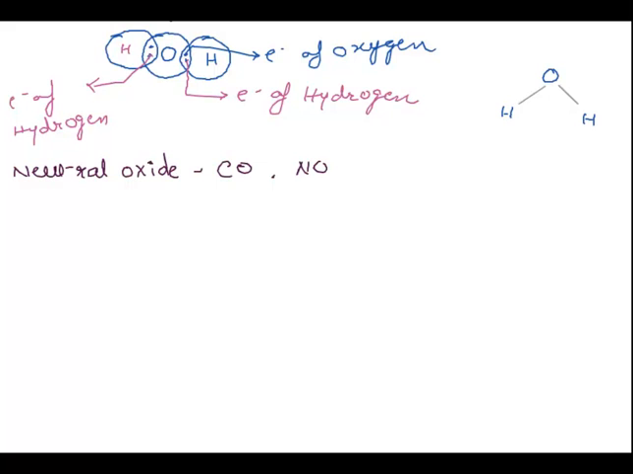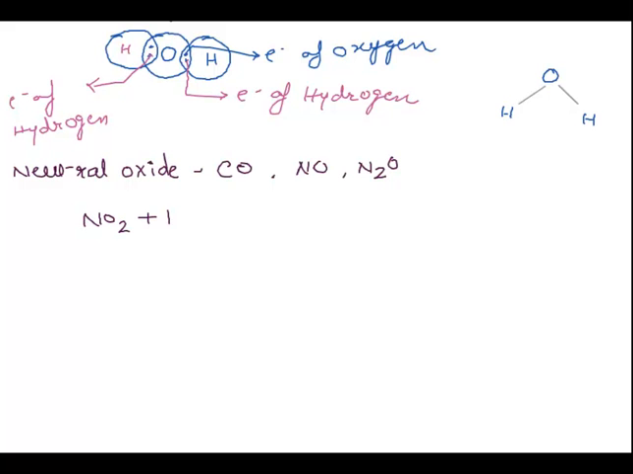NO, nitrogen monoxide, is again a neutral oxide. Right children? So these are forming neutral as well as acidic oxides, but they are not forming amphoteric oxides. You should remember this. N2O is also a neutral oxide. So when these compounds react with litmus solution, they do not change the color.